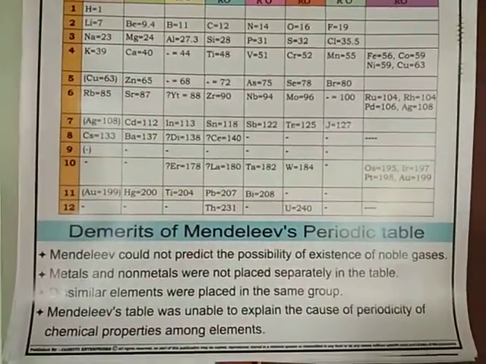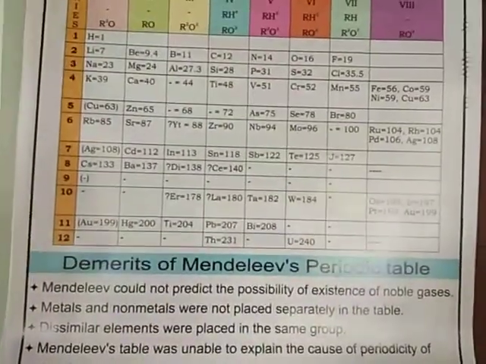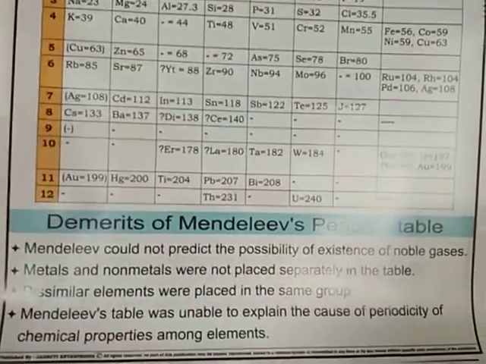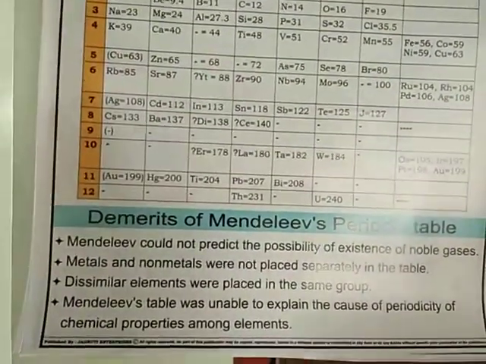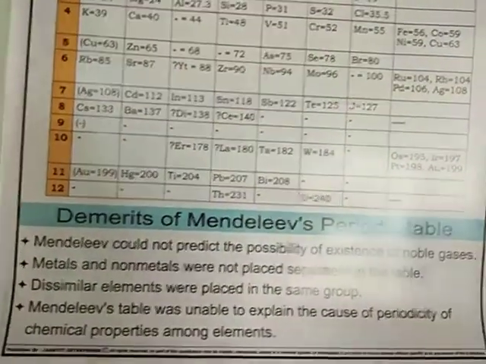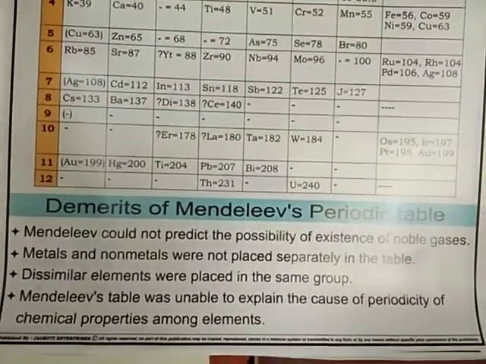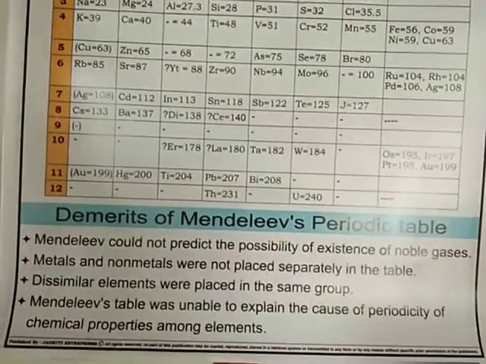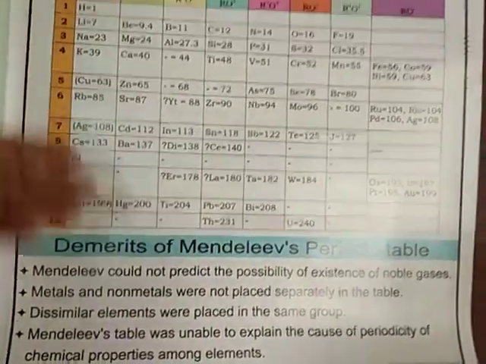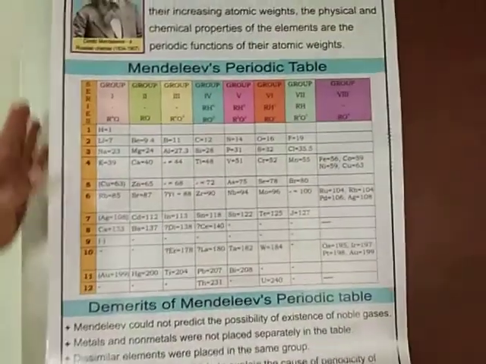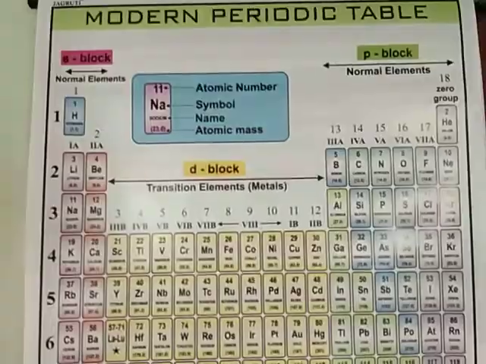Mendeleev could not predict the possibility of existence of noble gases. Metals and non-metals were not placed separately in the table. Dissimilar elements were placed in the same group. Mendeleev's table was unable to explain the cause of periodicity of chemical properties among elements. Some demerits means the shortcomings of this table are mentioned here.